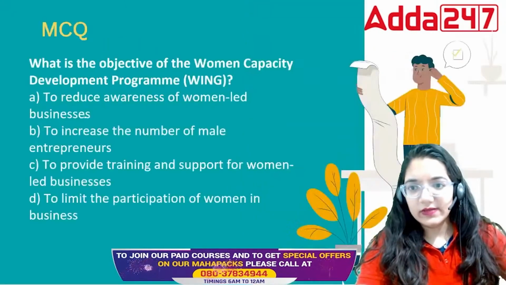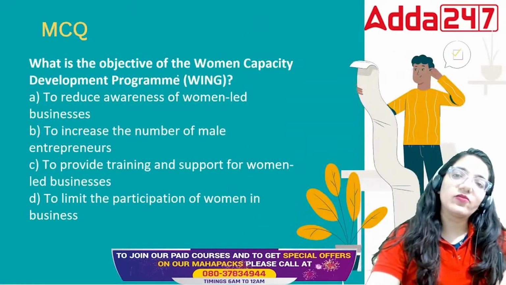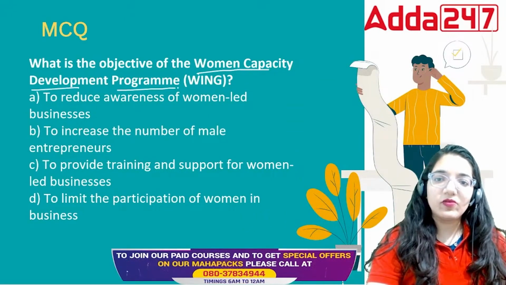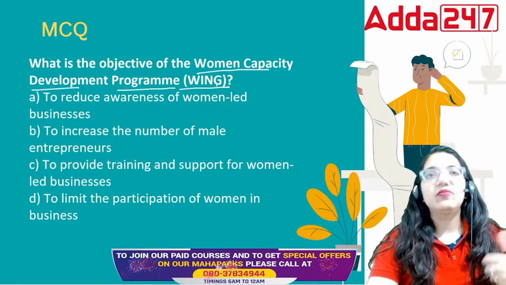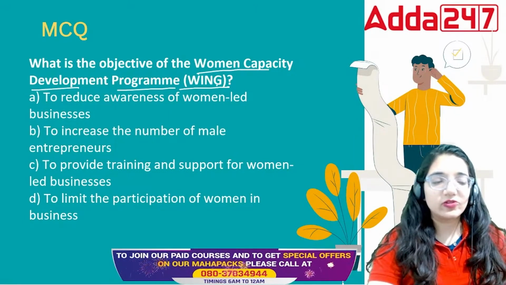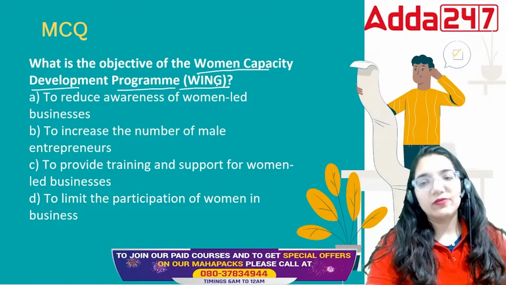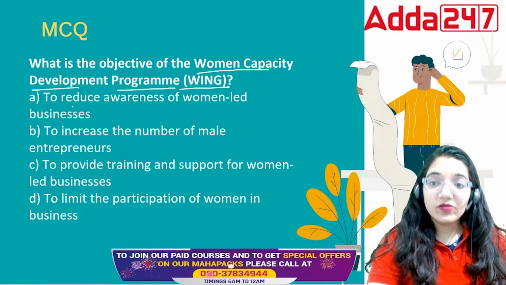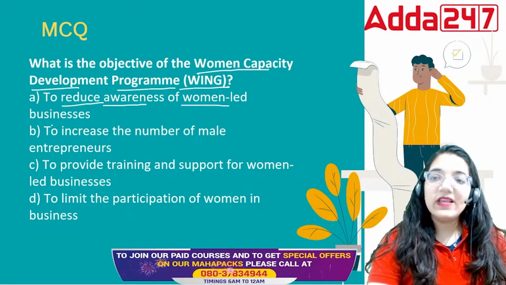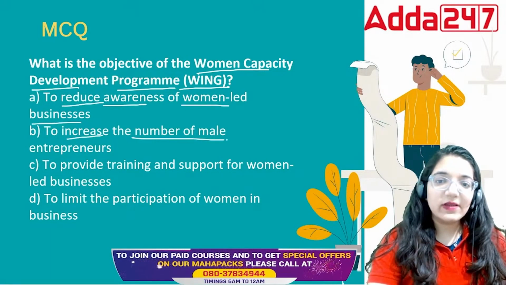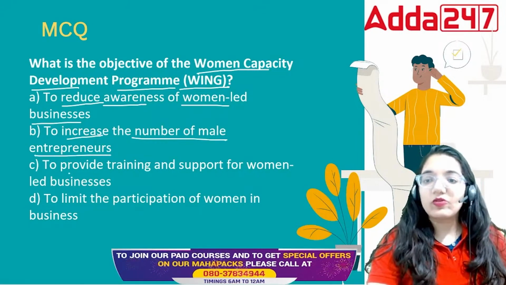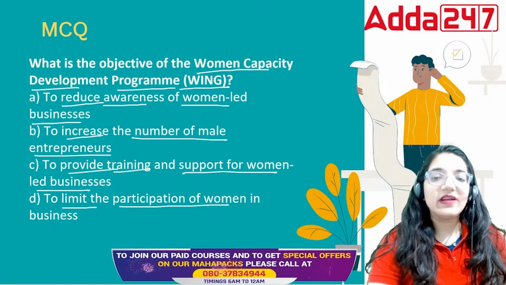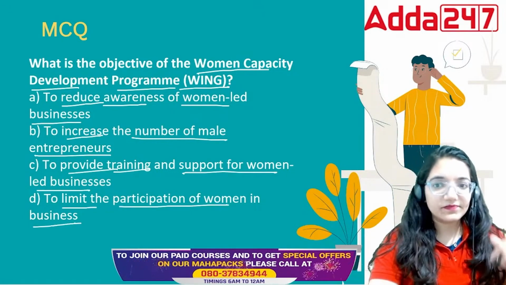So move on to the next question now. Okay, this is another programme. What is the objective of the Women Capacity Development Program or WING? See, the point is WING was developed for the reason that, as you know, male entrepreneurs are working more. The female entrepreneurs are fewer in number. To reduce awareness of women-led business, to increase the number of male entrepreneurs, to provide training and support for women-led business, or to limit the participation of women in business.